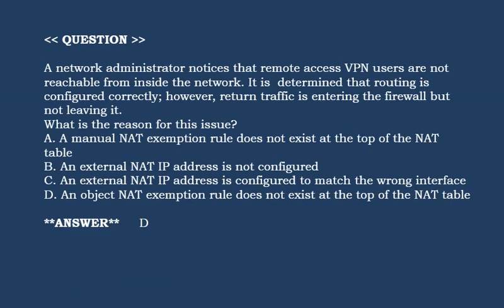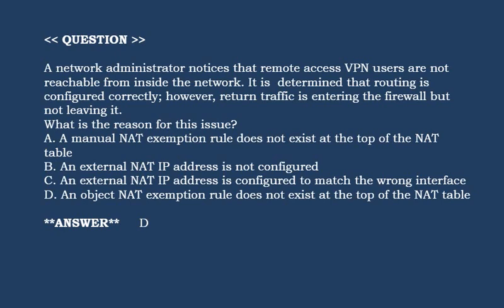Next question is, a network administrator notices that remote access VPN users are not reachable from inside the network. It is determined that routing is configured correctly. However, return traffic is entering the firewall but not leaving it. What is the reason for this issue?